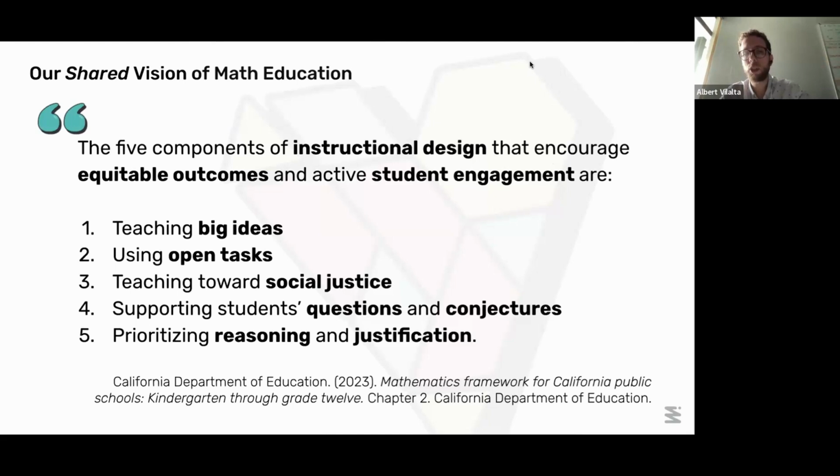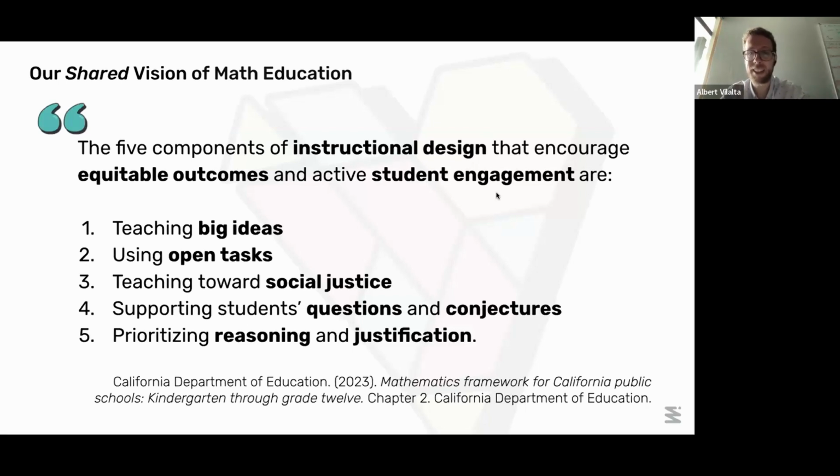Number three, teach towards social justice. This needs to be, and every day it's more and more important, at the center of the debate. Teach towards equitable outcomes, social justice, and attending to differentiated instruction. Number four, support students' questions. It's not that I am talking all the time.